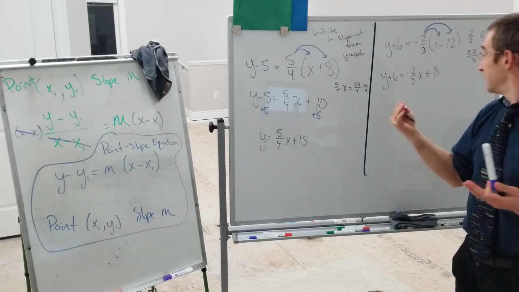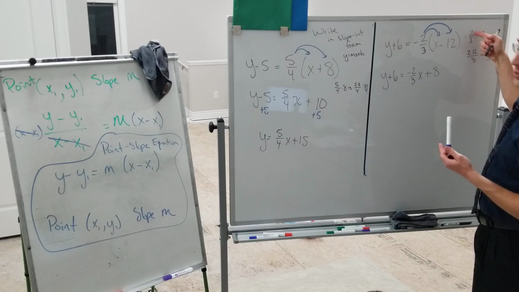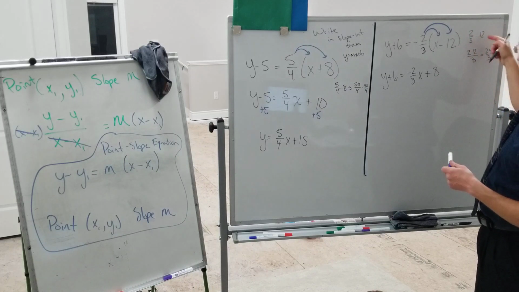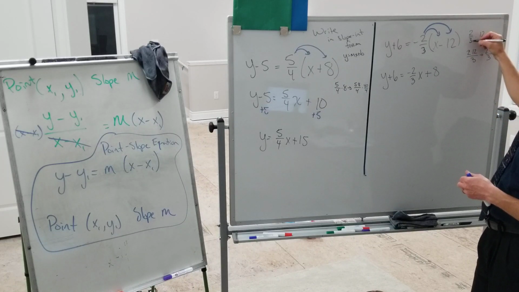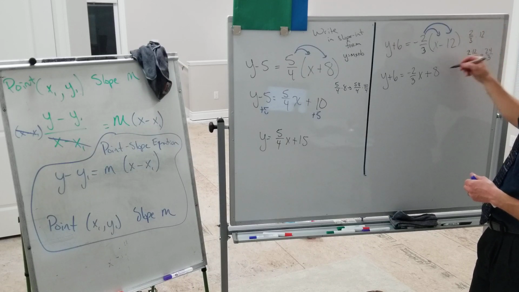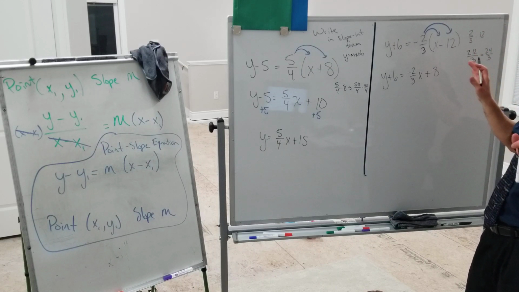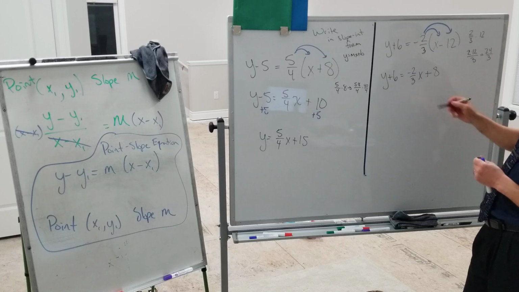Oh my goodness, let me try that again. 12 divided by 3 is 4, and 4 times 2 is 8. That's what I get for trying to do it without looking at it. We get an 8 there.